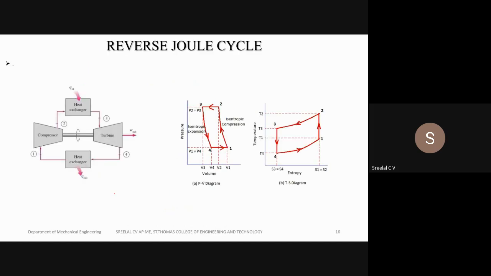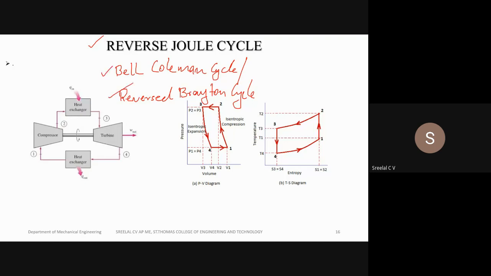Okay. So next we are going to discuss the reversed Joule cycle. First of all, we have to understand the reversed Joule cycle. These three cycles are same: the reversed Joule cycle, Bell Coleman cycle, and reversed Brayton cycle. In the examination, maybe any of these names can be asked. You have to keep that in mind.